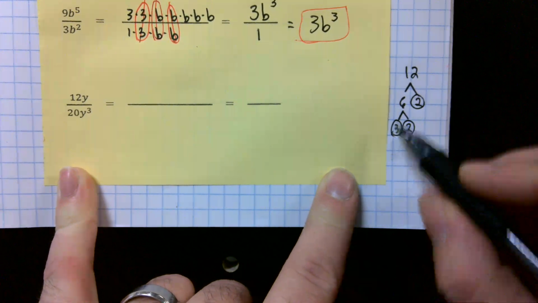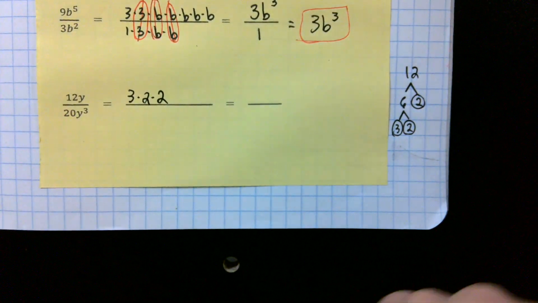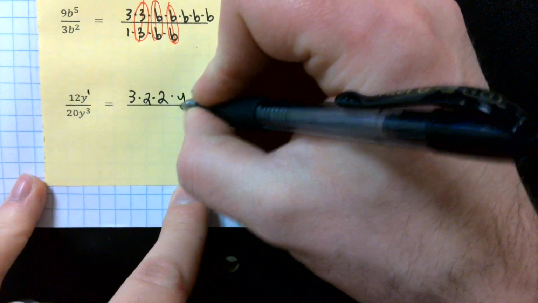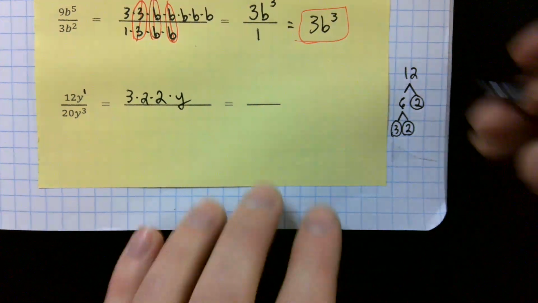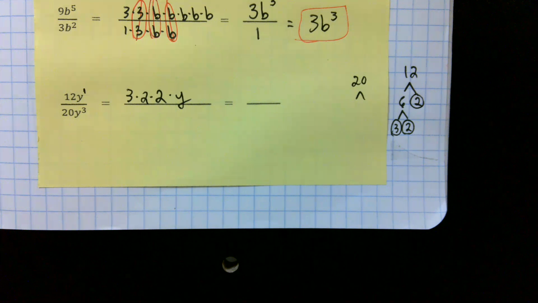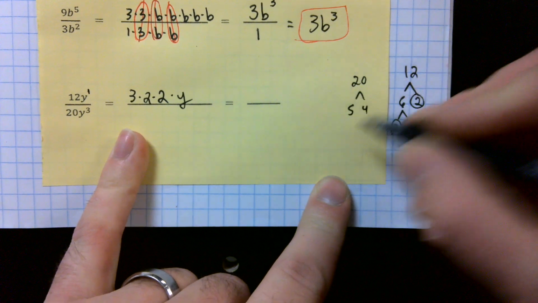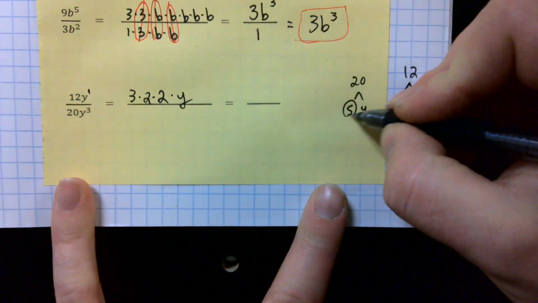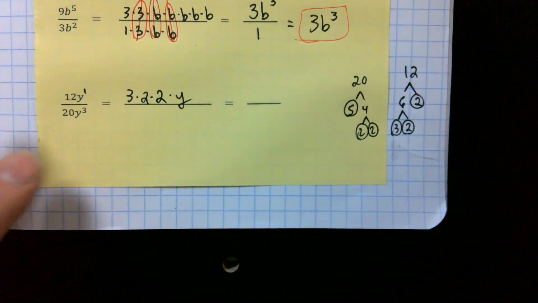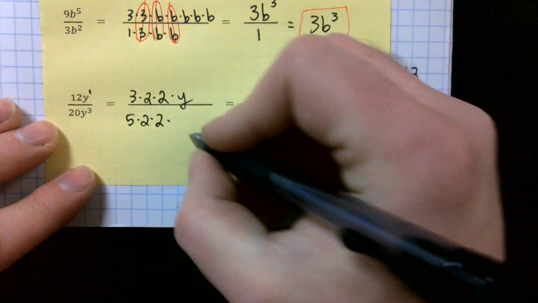No, right? So 12 is just 3 times 2 times 2. I'm going to write that up here: 3 times 2 times 2. How many y's do I have in the numerator? 1, because this y has an invisible 1 up there. Can't forget about it. Now, if I was going to make a factor tree for 20, what two numbers multiply to give me 20? 10 and 2 or 5 and 4. Can I split up 5? No. Can I split up 4? Yeah, 2 times 2. So on the bottom now I've got 5 times 2 times 2. How many y's do I have on the bottom? 3.